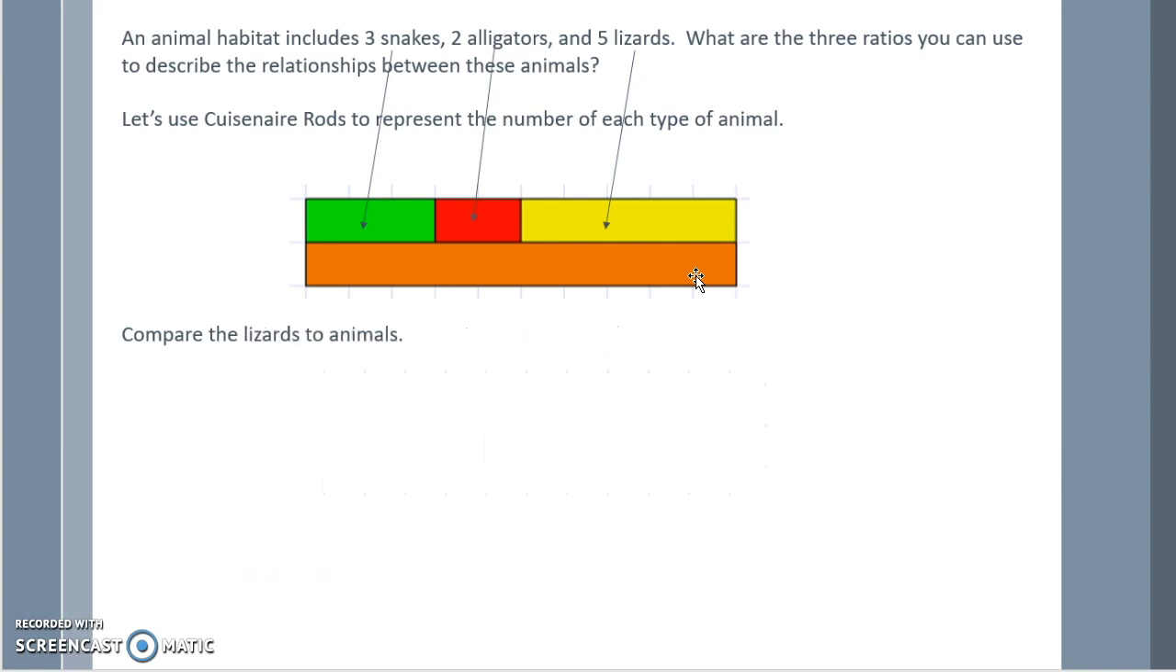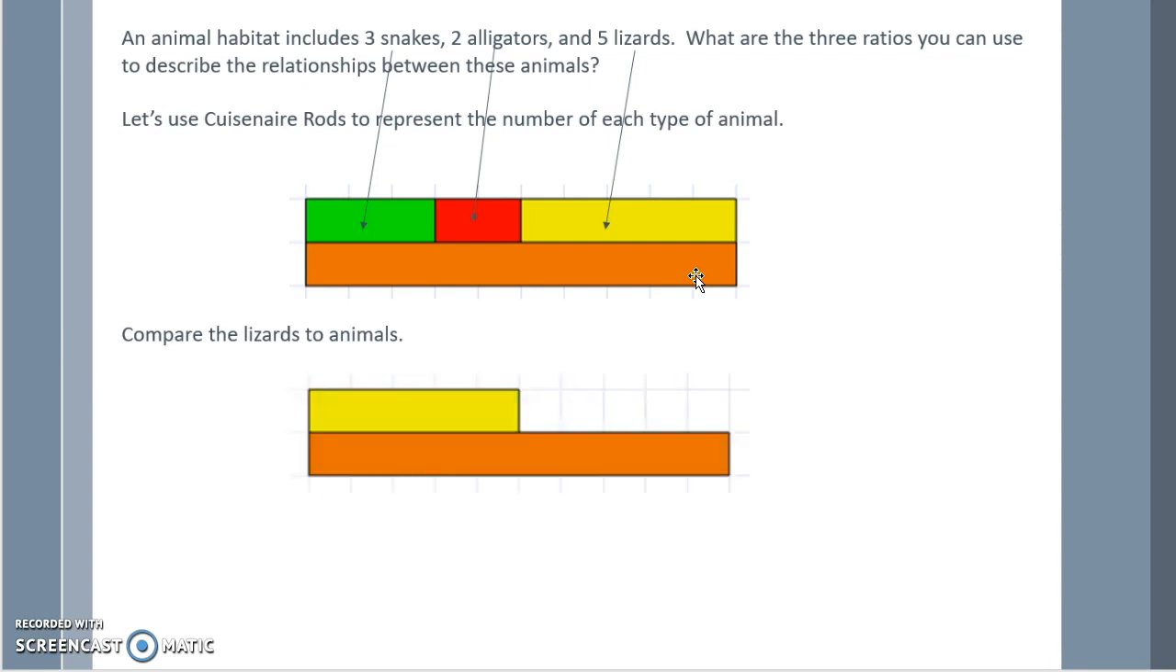Compare the lizards to the animals. So the lizards is the yellow one, and I put that on top of the total number of animals. This is a 5 to 10 ratio using colons, the word to, and a fraction. Now we're comparing a part to the whole.